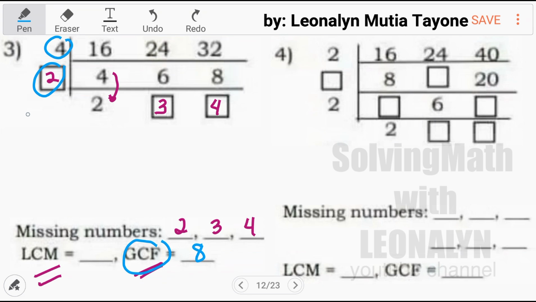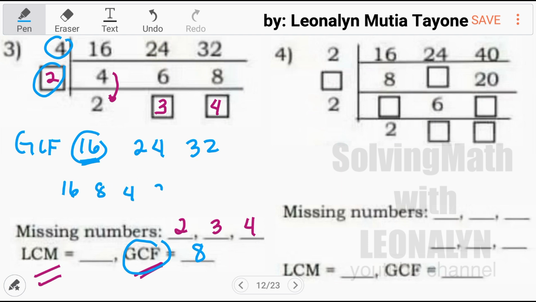Another way in finding the greatest common factor dito sa 16, 24, at 32, tingnan yung may pinakamaliit na number, the smallest number, 16. Now, ano yung mga factors ni 16? Meron tayong 16, 8, 4, 2, 1. Si 16, makadivide ba sa 24? Hindi. Doon tayo sa next. 8. Si 8, makadivide ba sa 24? Yes. Makadivide ba sa 32? Yes. Therefore, 8 ang tamang sagot.